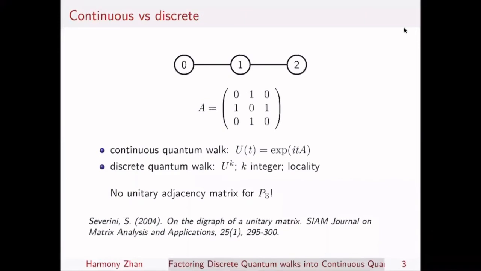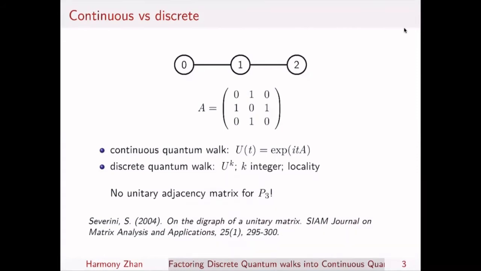Okay, so here is a path on 3 vertices. For some reason, it has become our favorite graph in the past few weeks. So I decided it's a good example to show you why discrete walks are different from continuous walks. Here we have its adjacency matrix. And from last week's talk by Chris, we know that in a continuous walk, the transition matrix at any time t is the exponential of i times t times this adjacency matrix.